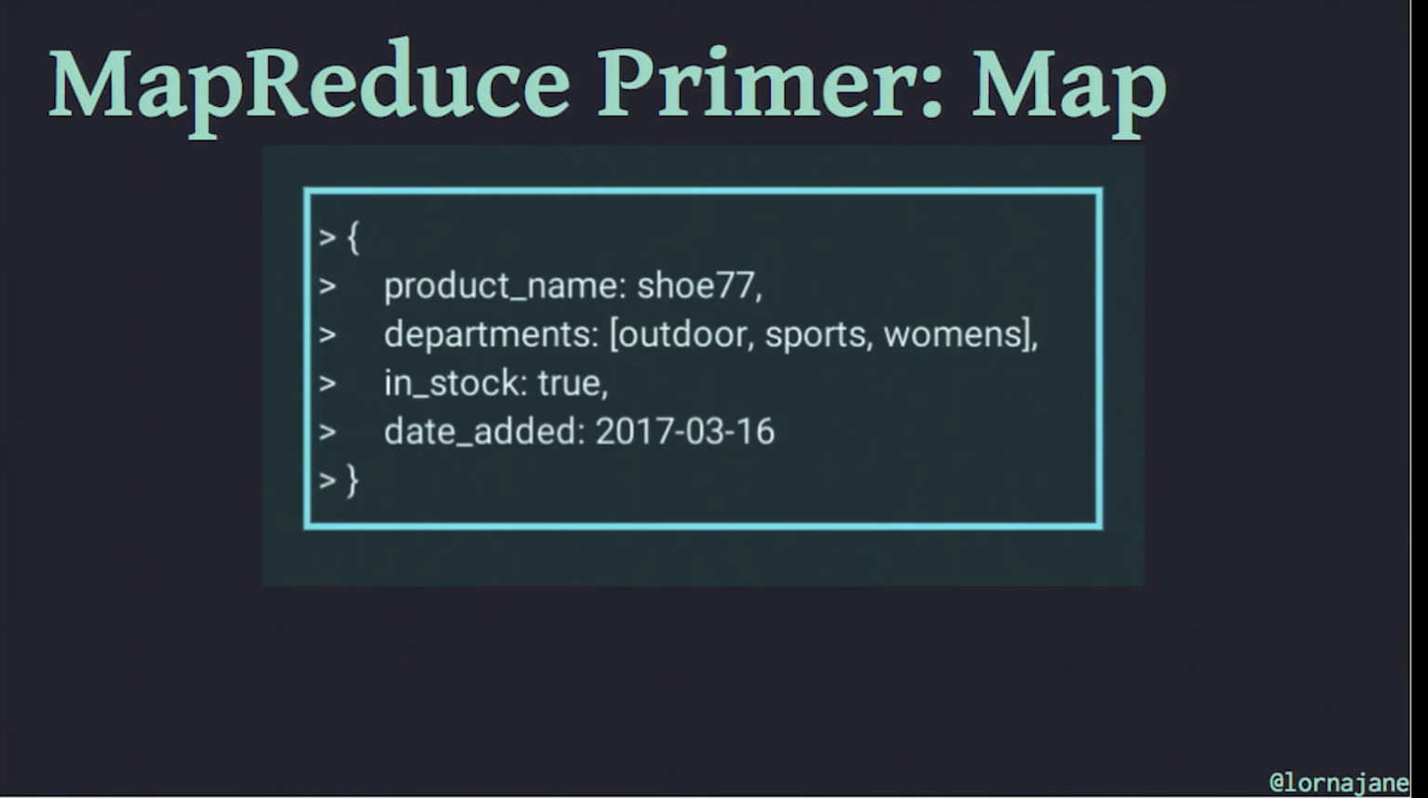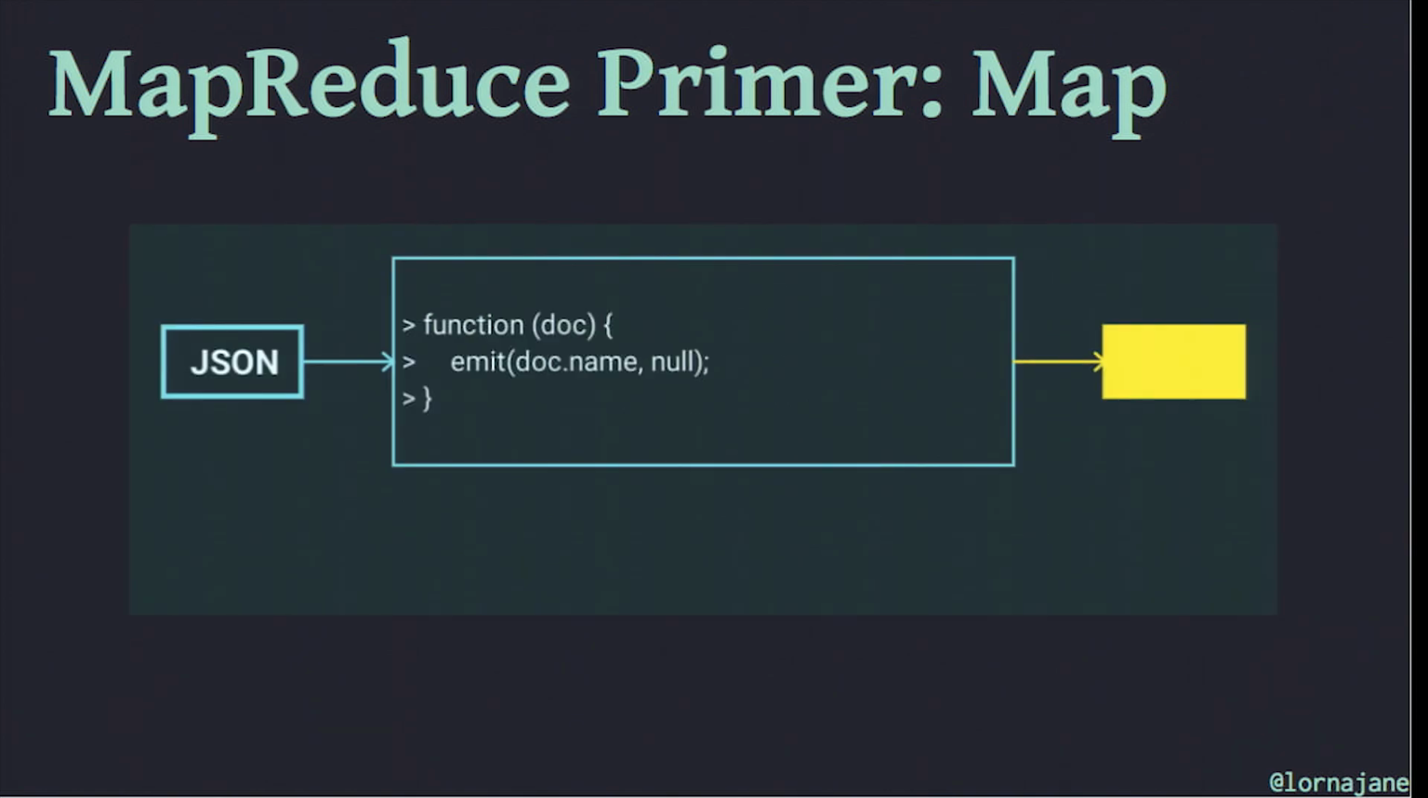Here's an example view. I'm about to put it in a diagram. It's going to get very small. So look at the JSON while you can see it. I've got a product. It's got a name. It's got an array of departments, and this is something I like about document databases. You can have nested values. It's got a field to say whether it's in stock, and it's got a date added. So that's the sort of structure we're looking at for our document in this example.